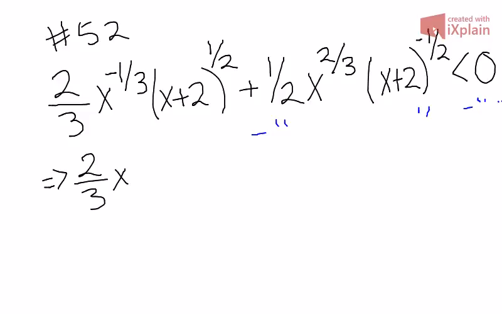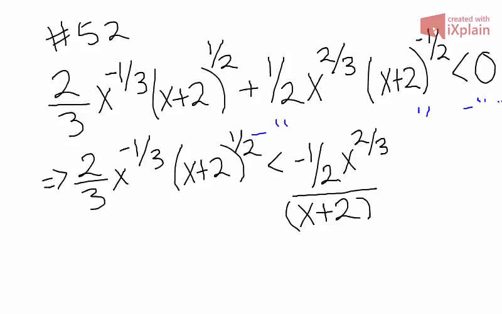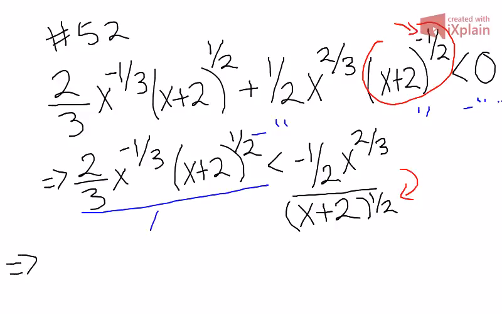Nothing crazy. We're left with 2/3 x to the negative 1/3 times x plus 2 to the 1/2, and now that's all less than negative 1/2 x to the 2/3. Okay, so I just moved that other term over to the other side so we can start canceling things out. And then I moved this to the bottom because whenever we have a negative exponent, we can just bring it down to the bottom and it becomes a positive exponent. So I did that all in one move there.